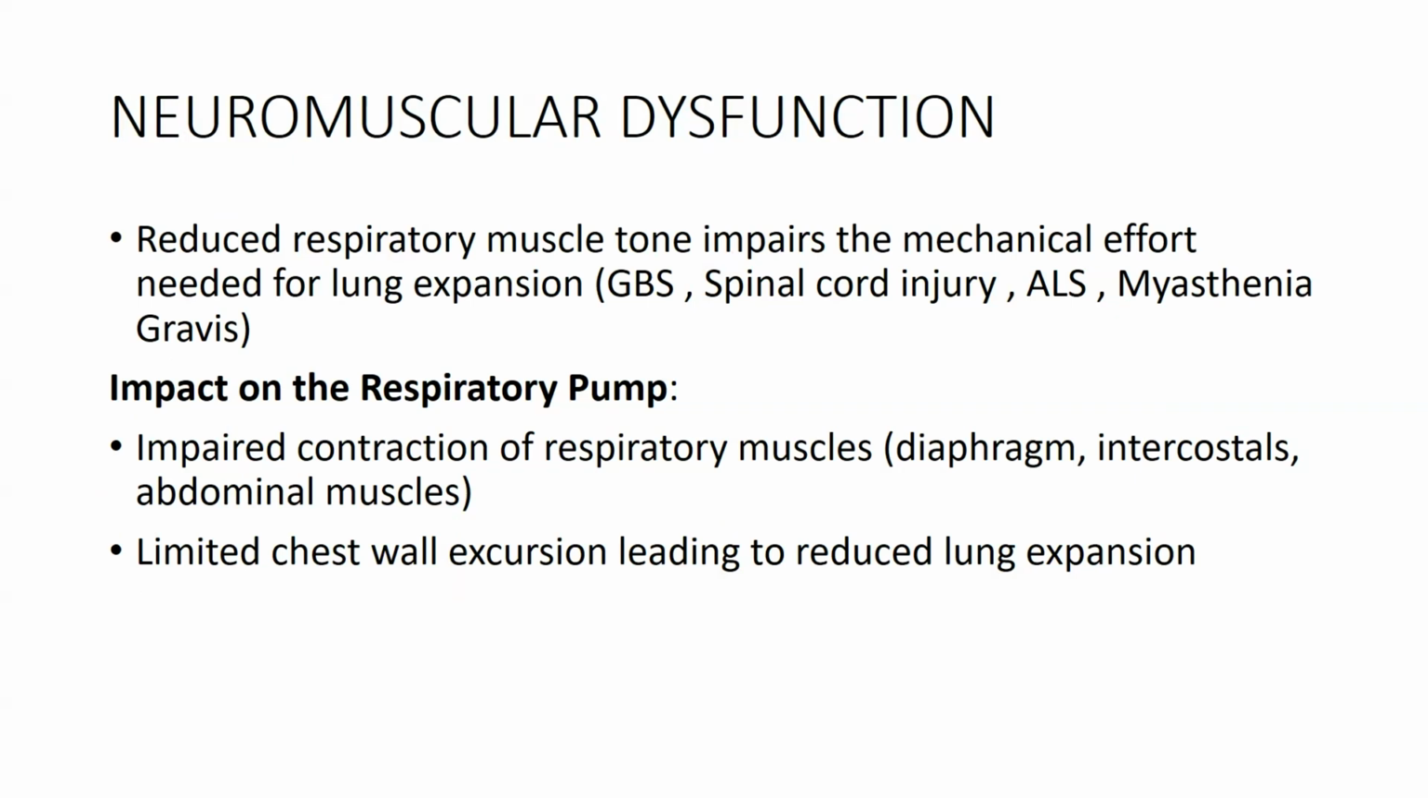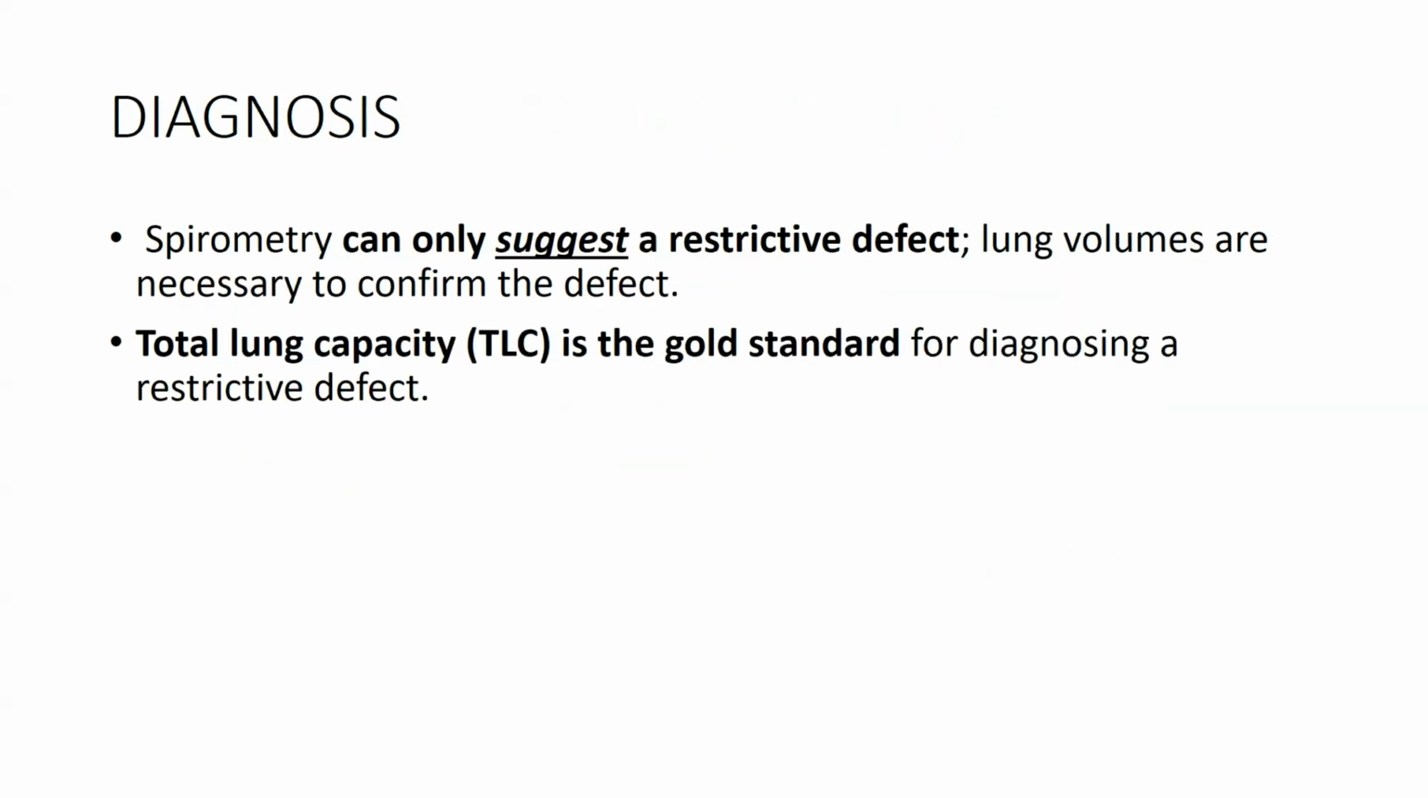So neuromuscular dysfunction, as we saw earlier, could be at different levels. But the most important thing is when you have impaired contraction, we'll have limited excursion of the chest wall, so we'll have reduced lung expansion. And this could be as broad as trauma or something like ALS, myasthenia gravis, GBS. But the most important takeaway of all of this is spirometry is the most common way of diagnosing restrictive pathology. However, it only suggests a restrictive defect, and usually lung volumes, total lung capacity, is the gold standard.